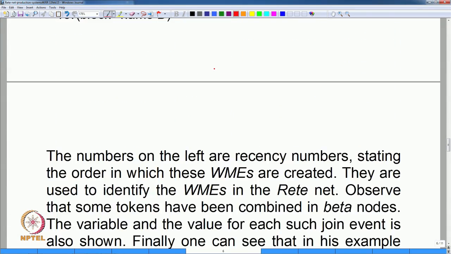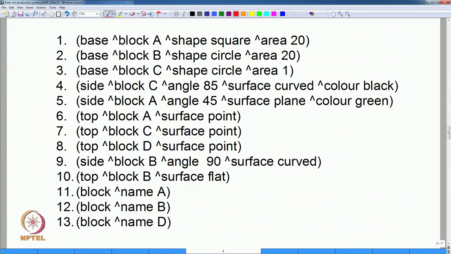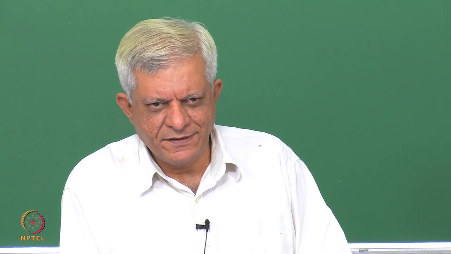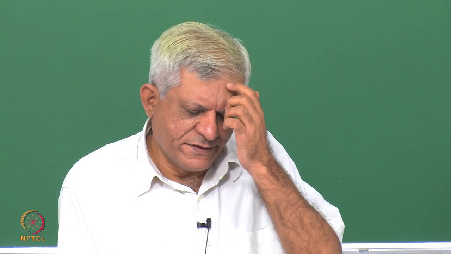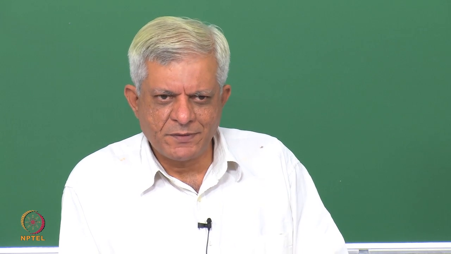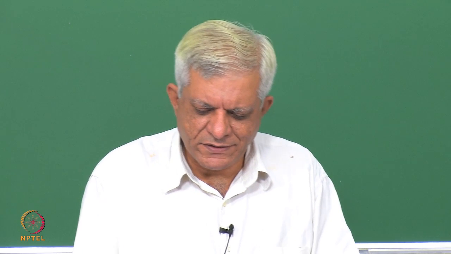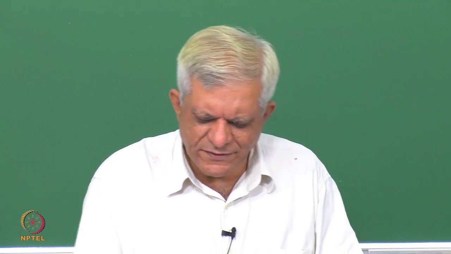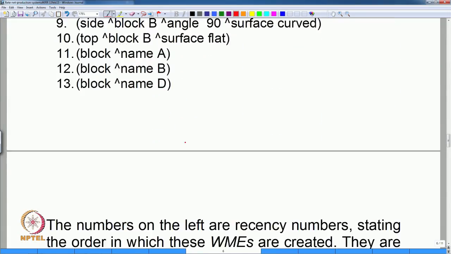So, here is a... okay. The numbers on the left that you see here, these numbers are timestamps, and we will see later in another class that timestamps can be used in deciding on the problem solving strategy that you are using essentially. Otherwise, they are of no interest to us at this moment.